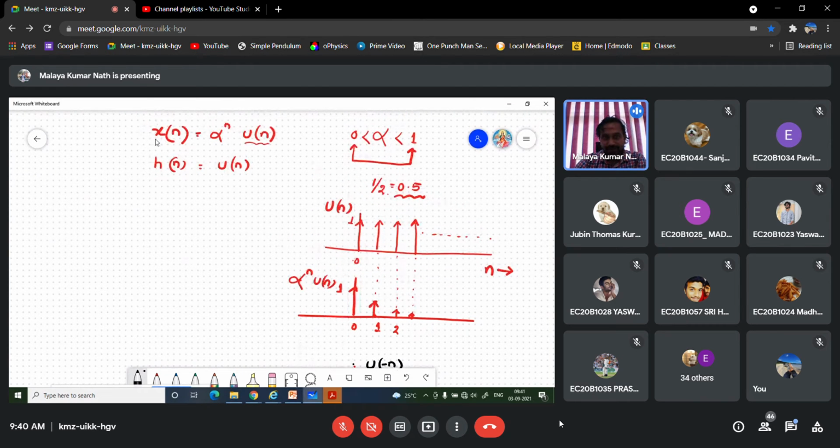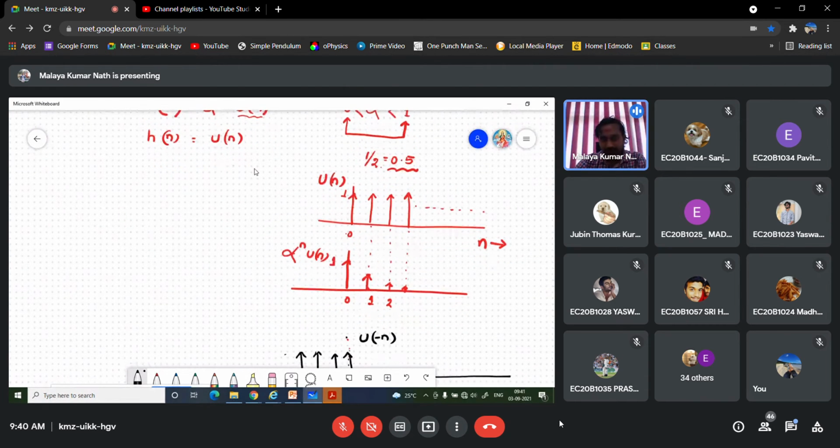First we have x of n equal to alpha to the power n u of n. So this I can write, x of n, and this is equal to h of -n. Right? So before folding, I have to convert this into some other variable for simplicity.